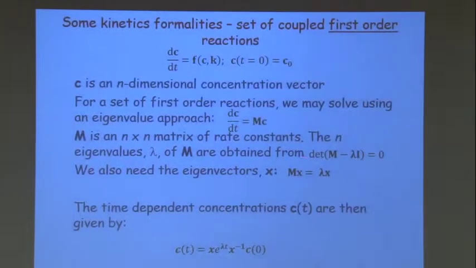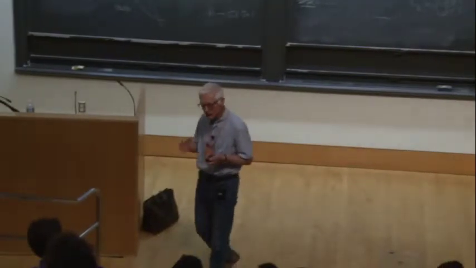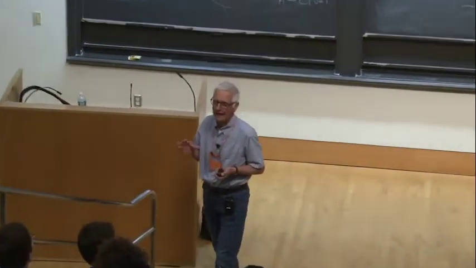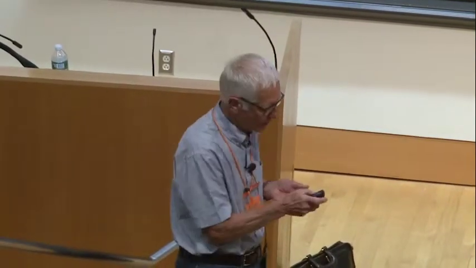And we also need the eigenvectors. And then if we solve those, we can get the time-dependent concentrations C(t) in this way here. And we'll use these ideas on Wednesday when we talk about master equations. These ideas are very central to a master equation approach. But we'll use them now for a couple of very simple examples just to show how the approach works.